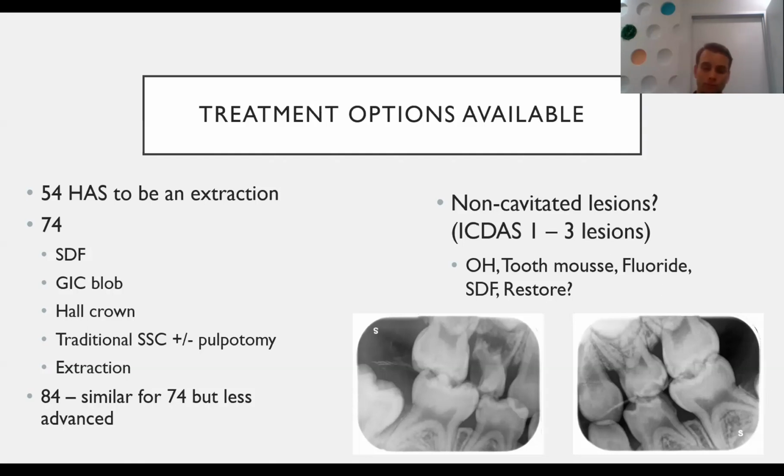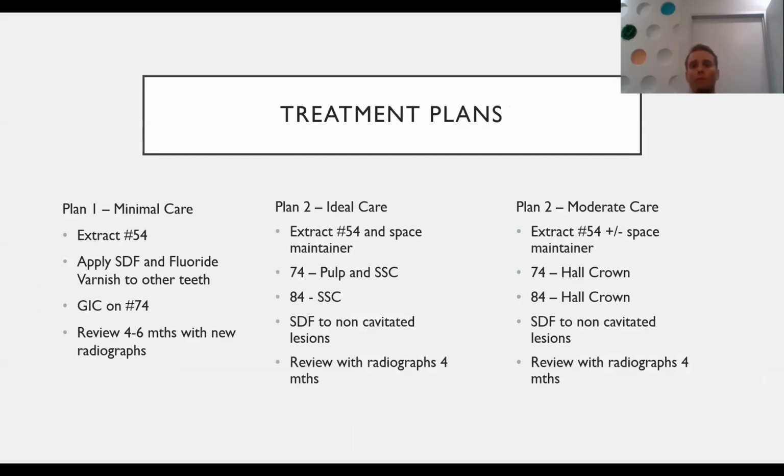and then for the non-cavitated carious lesions, our options are essentially fluoride-like materials. So if we summarise them into treatment, we've got a really minimal care option. It's extract 5-4, a bit of silver fluoride, or just normal fluoride. We put a Fuji blob into the 7-4. We review them at 4 to 6 months. That's minimal care. The question is, is that going to leave them in a good outcome long term?